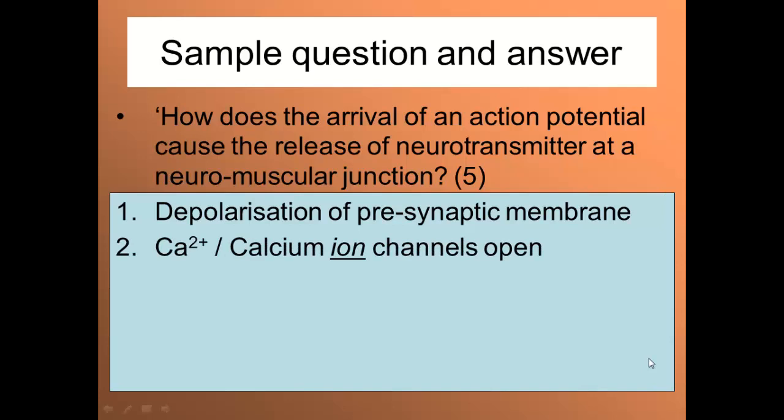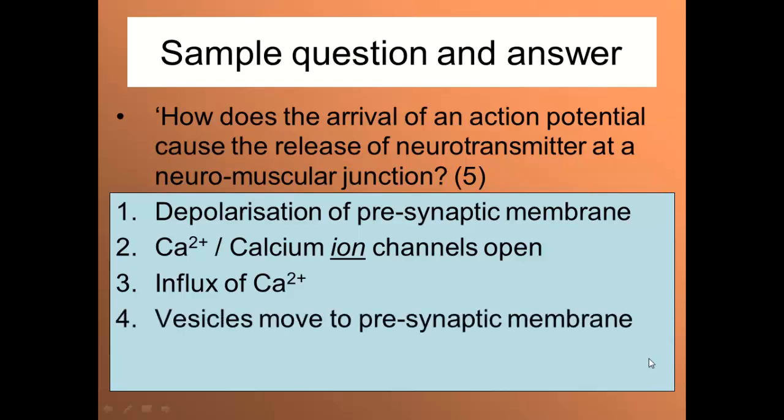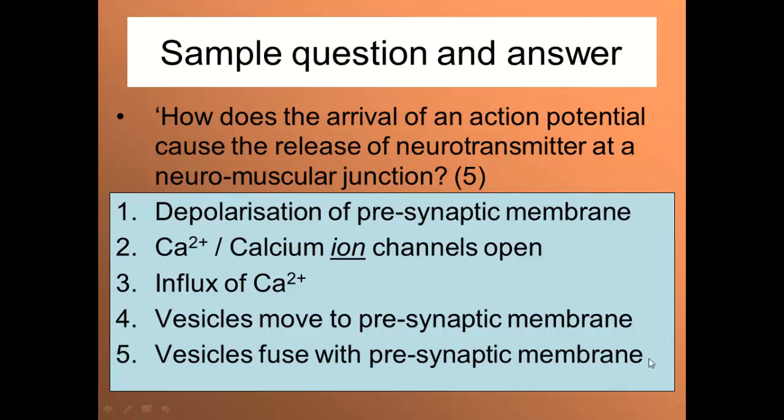Number 1, we have depolarization of the presynaptic membrane. Number 2, calcium ion channels open. You could say voltage-gated calcium ion channels open. Number 3, we get this influx of Ca2+ down a concentration gradient. This stimulates vesicles to move to the presynaptic membrane, and the vesicles then fuse with the presynaptic membrane.